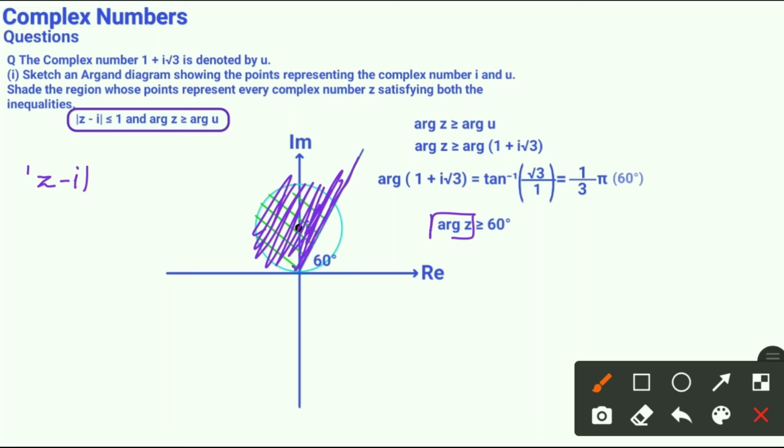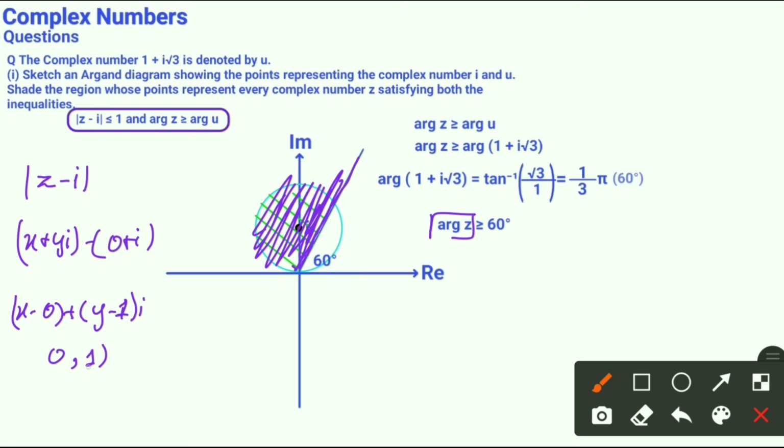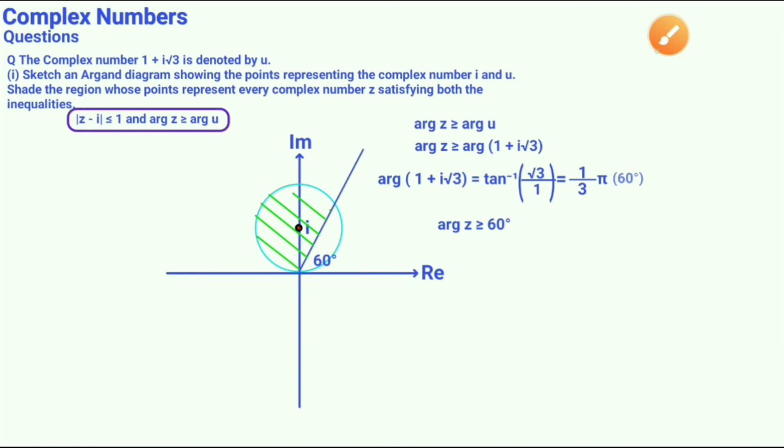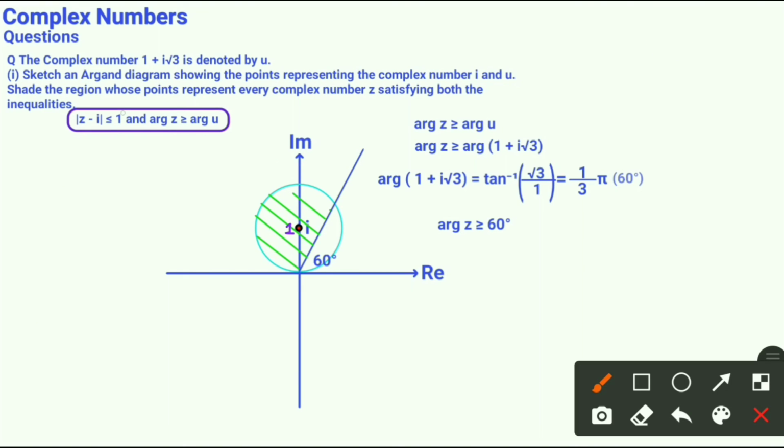This really means that z - i, which means x + yi - 0 - i, so (x - 0) + (y - 1)i, which means (0, 1) are the coordinates of the center of the circle. So this is 1, and it's saying that the radius is 1, and it must be less than 1, which means it must be inside the circle, not the outside.